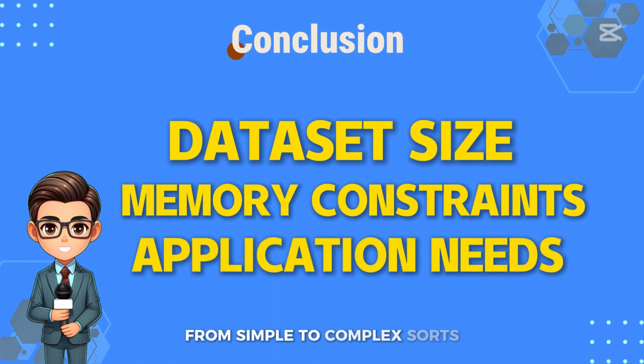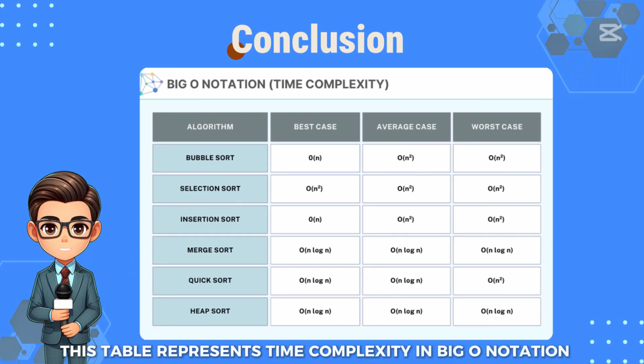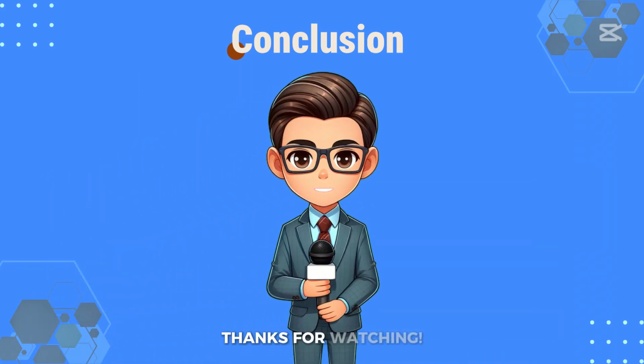From simple to complex sorts, each has its role in computing. This table represents time complexity in Big O notation, which describes how an algorithm's running time increases with input size n.